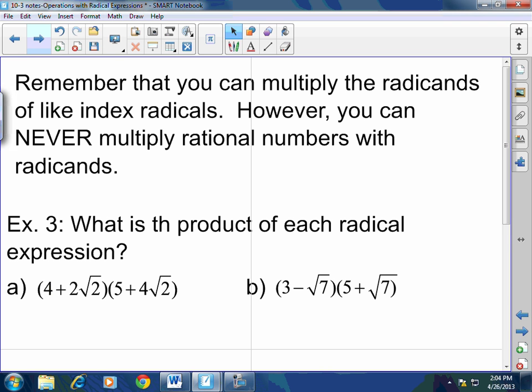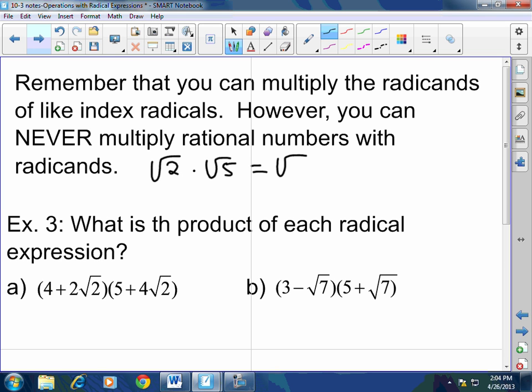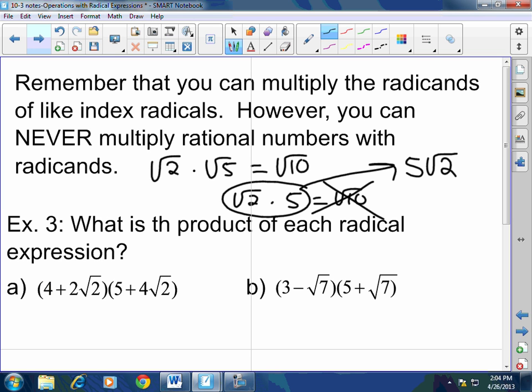Remember that you can multiply the radicands of like index radicals. However, you can never multiply rational numbers with radicands. Guys, square root of 2 times square root of 5 will equal square root of 10 because they have the same index. But a lot of you guys are making the following mistake. Square root of 2 times 5, you're still putting it in square root of 10, and that is wrong. Square root of 2 times 5 is simply going to be 5 times the square root of 2.